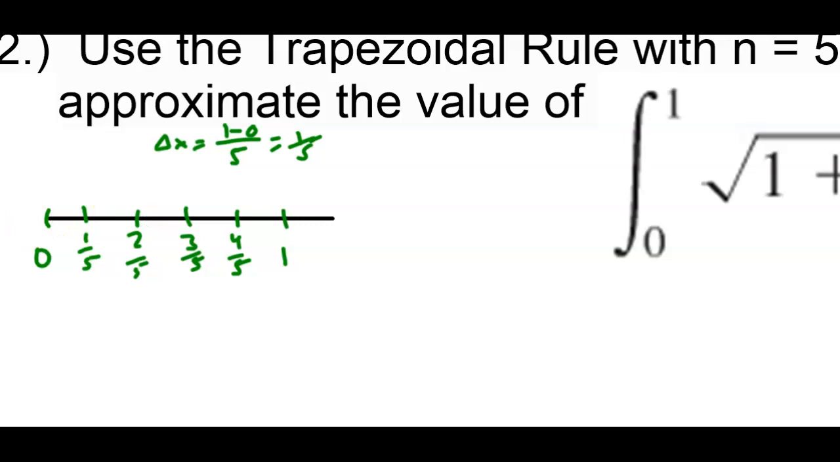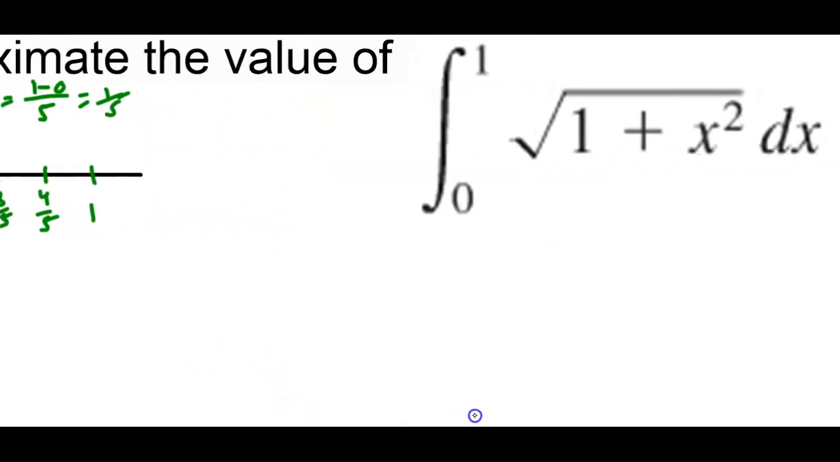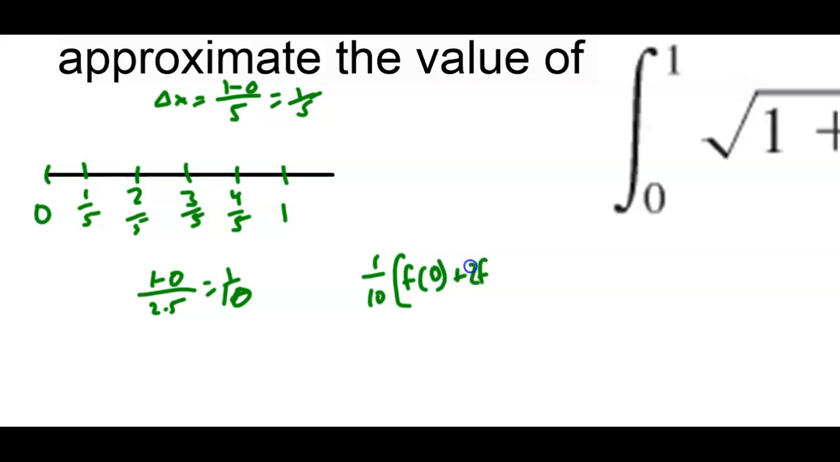So now, just for solving it real quick, I first need to write this out. The first part is going to be 1 minus 0 over 2 times 5, and that's 1/10. So that gives me 1/10 times f of 0, plus 2 times f of 1/5.